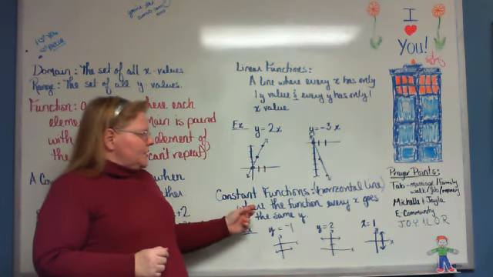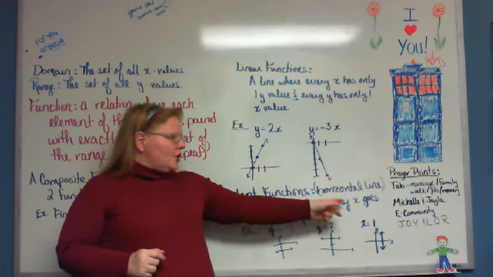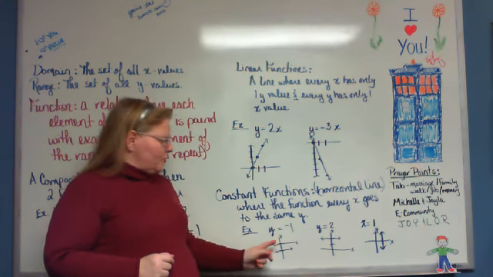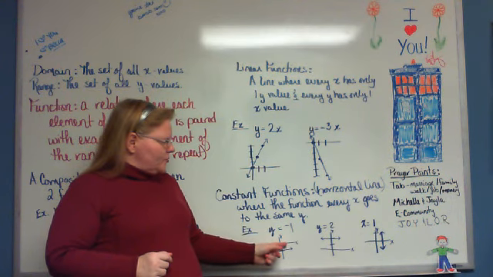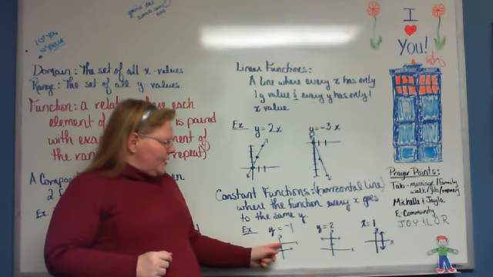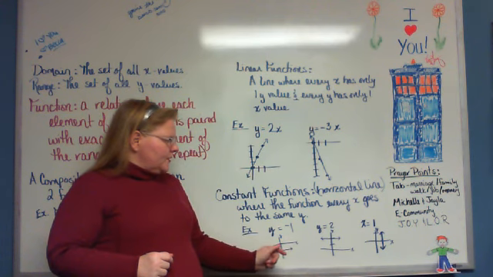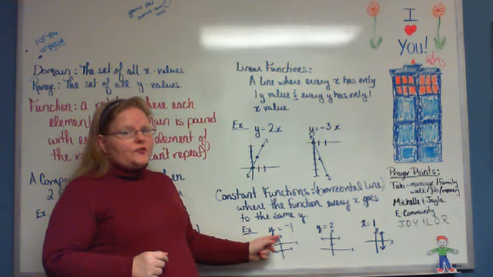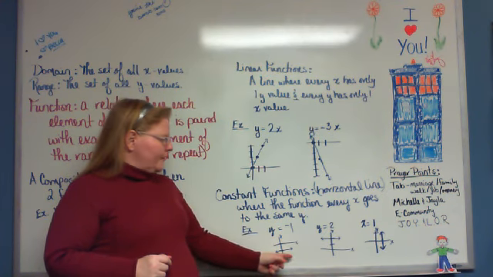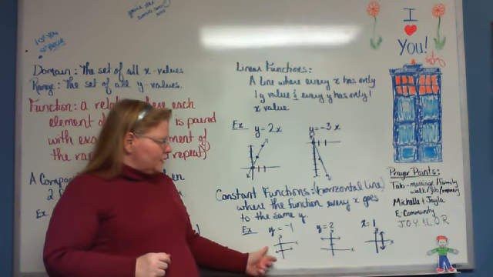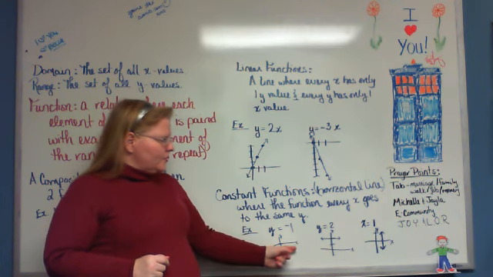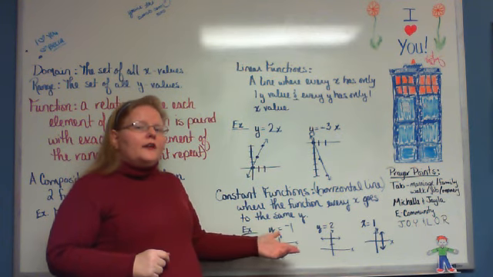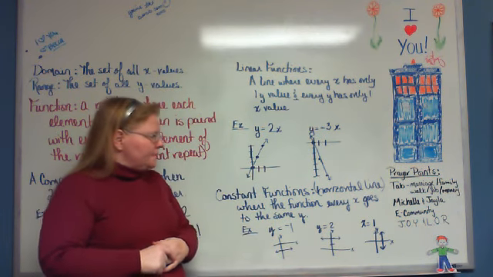In essence, it means that everything in your domain, or all of your x's, goes to the exact same y point. So it doesn't matter whether I choose x is 1, it's still going to come down to negative 1. If I choose x is 2, it's still going to come down to negative 1. If I choose x is 0, it's still going to come down to negative 1. So they always go to that same y point. So that's why this one is a constant function. It ends up being a horizontal line, and anytime you have y equals some number, you're going to have that horizontal line. We learned that back in chapter number 9.